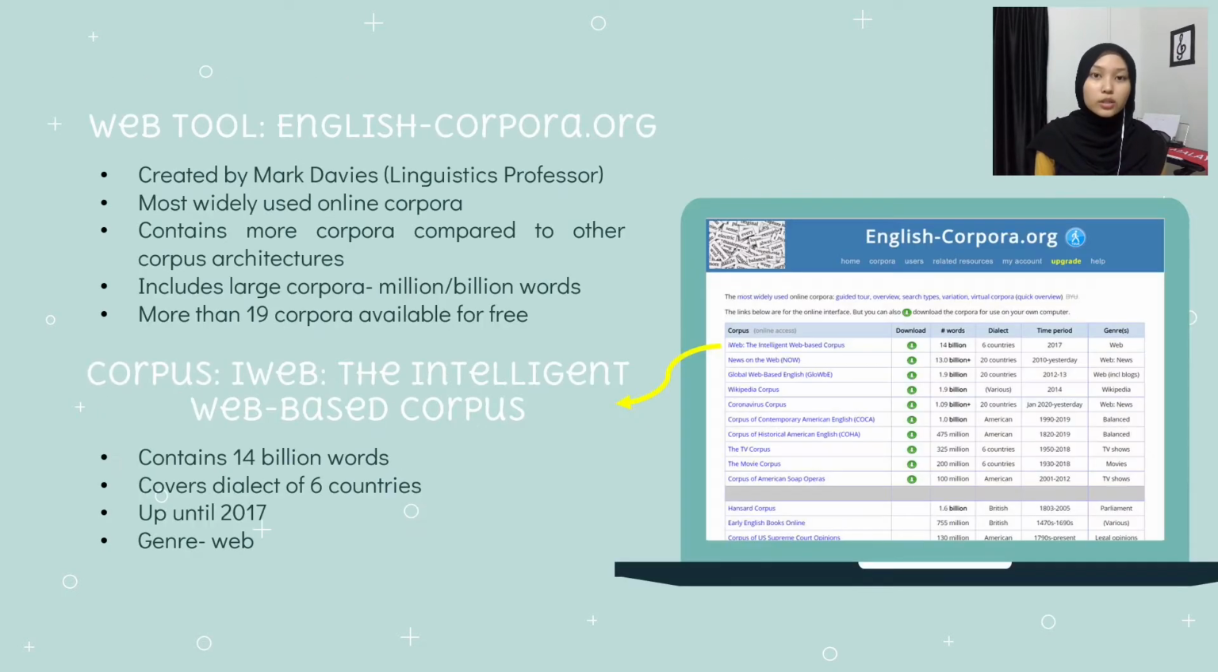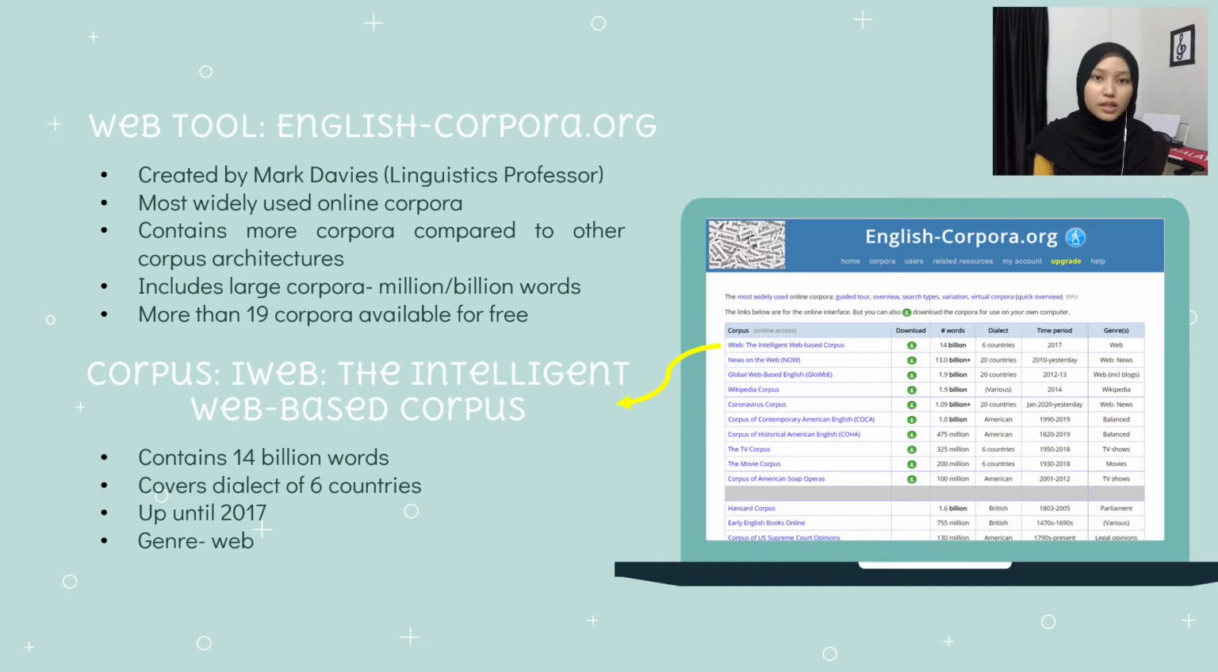Moving on, I will talk about the web tool and corpus that are used to conduct a semantic prosody analysis on the word Korean pop or K-pop. The web tool that I used is the English Corpora web tool that was created by Mark Davies, who is a linguistics professor. This web tool is the most widely used online corpora as it contains more corpora compared to other corpus architectures. It includes large corpora which have millions and billions of words, and there are more than 19 corpora available to use for free.